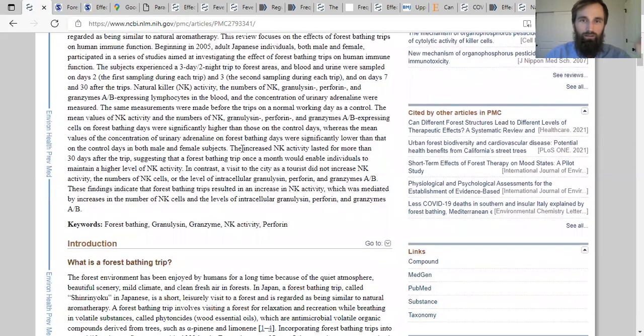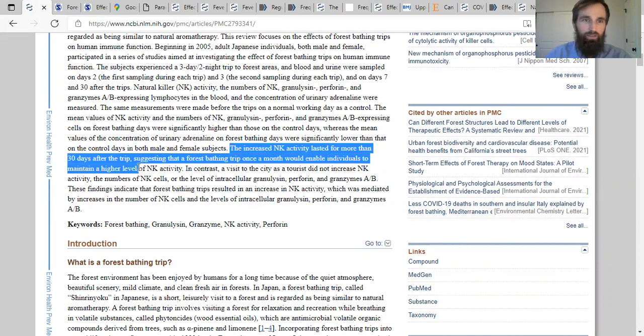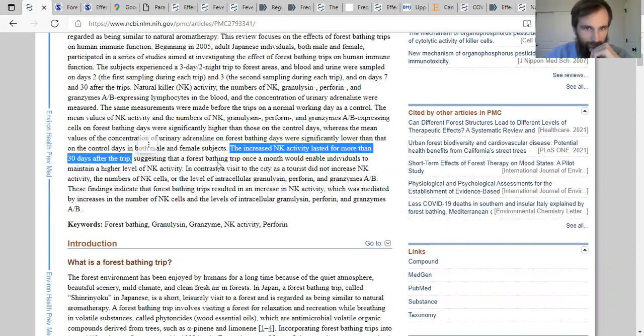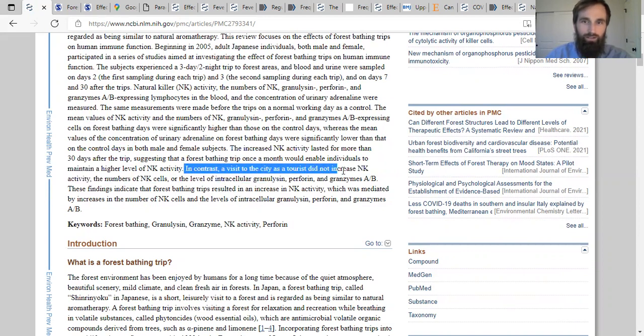The increased natural killer cell activity lasted for more than 30 days after the trip, suggesting that a forest bathing trip once a month would enable individuals to maintain higher levels of natural killer cell activity. In contrast, the visit to the city as a tourist did not increase natural killer cell activity. This was a randomized controlled trial in that they had one group spend a certain amount of time in the forest, and later a certain amount of time in the city.